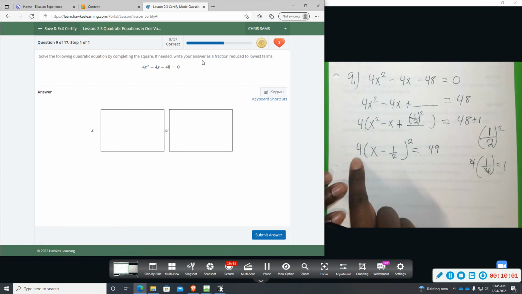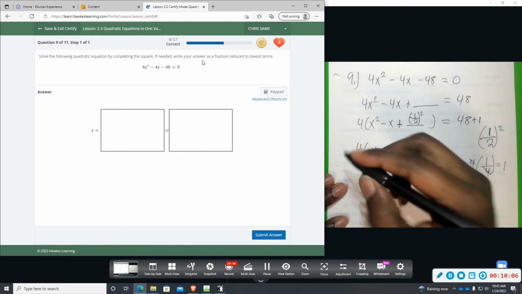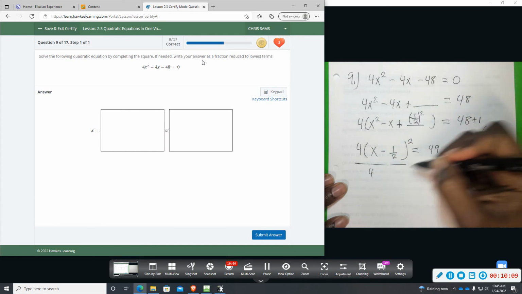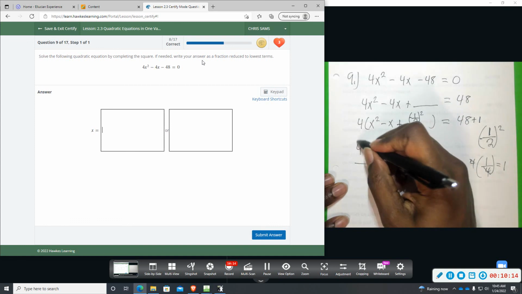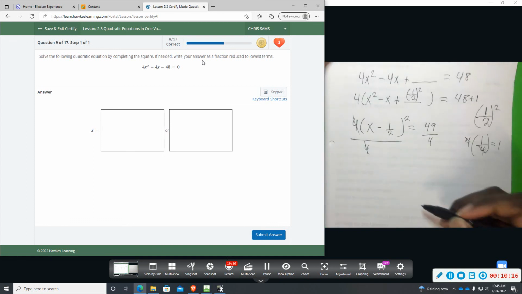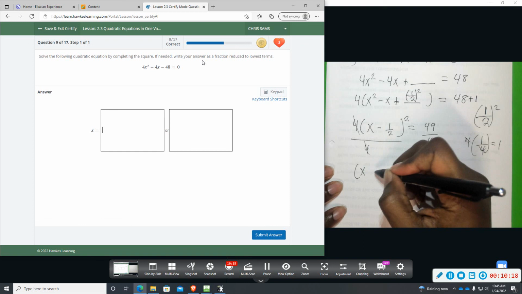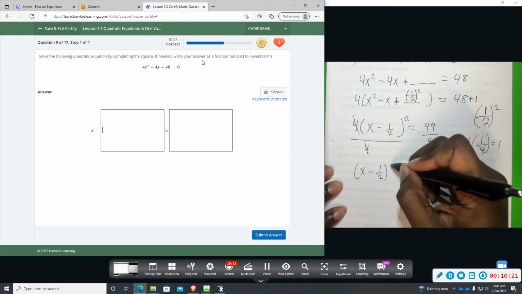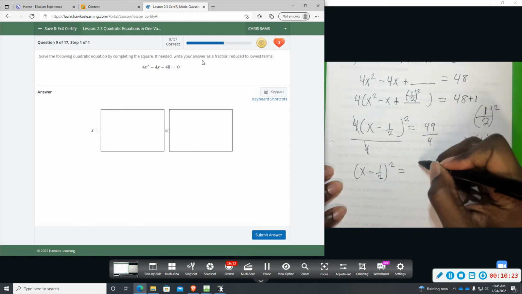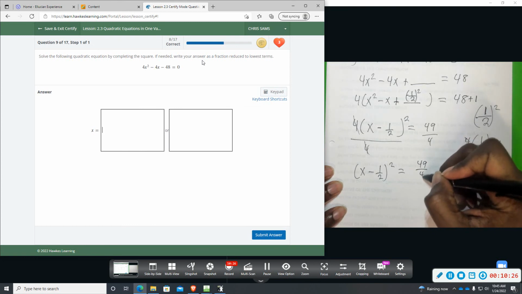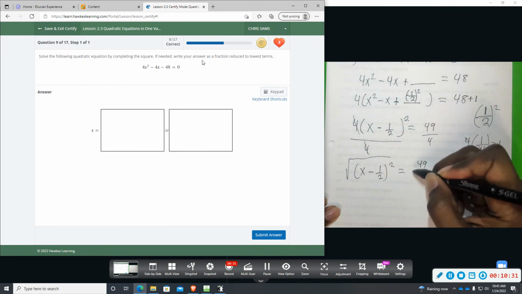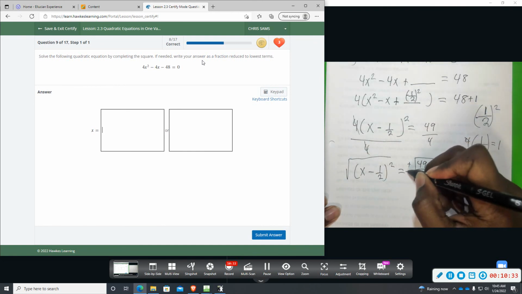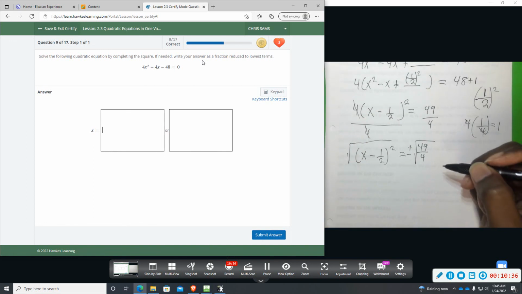I'm going to divide by 4 on both sides. So we get rid of that. Divide by 4. That's not divisible evenly, so I'm going to leave it like that. 4 divided by 4 is 1. And then I'm going to bring down my x minus 1/2 squared, and that's equal to 49 divided by 4. Alright, now the square root property. Got to get rid of the square. Square root. When I do the square root of a number, positive or negative has to be remembered.